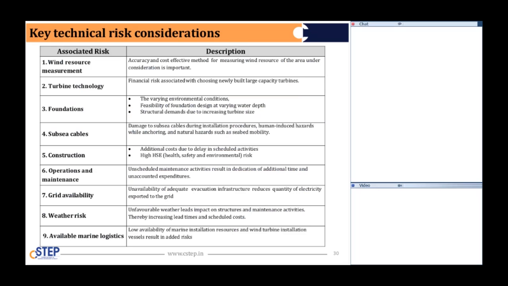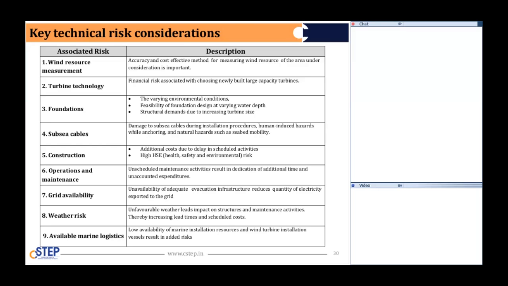Key technical risk considerations. With every factor there is a certain risk involved, hence the complexity of this industry. For instance, in resource measurement, you need accurate resource measurement. In turbine technology, you need to choose the right wind turbine to get the optimal cost of energy at the end of the day, because you cannot have a big turbine and less wind at a location. Then foundations vary with different on-site conditions.